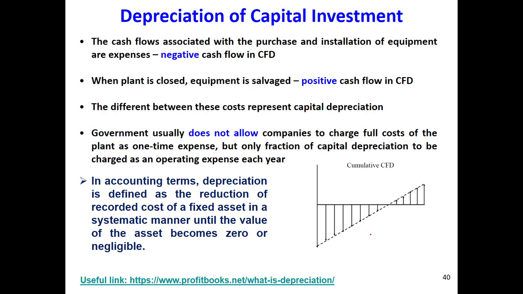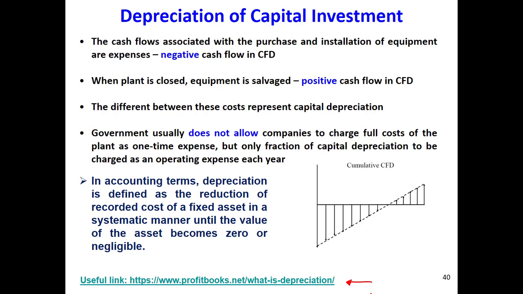Depreciation of capital investment, as I said. There is a nice YouTube link here that I put for you, an internet link. It explains all these parameters in more, very accurate detail, what each of these parameters means. But I'll just give you some information about what is depreciable.